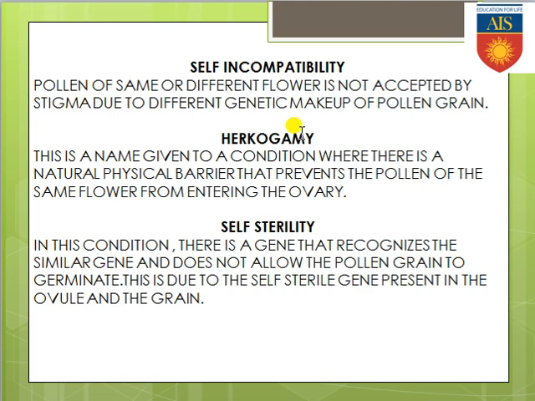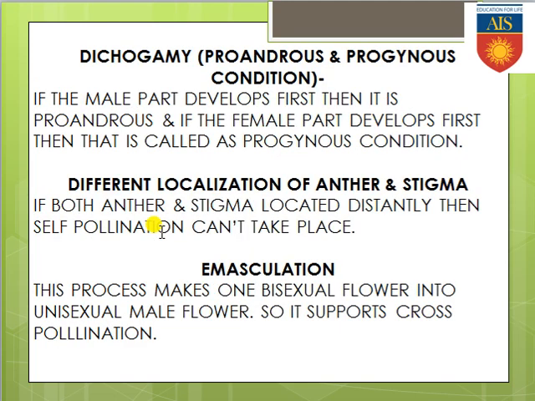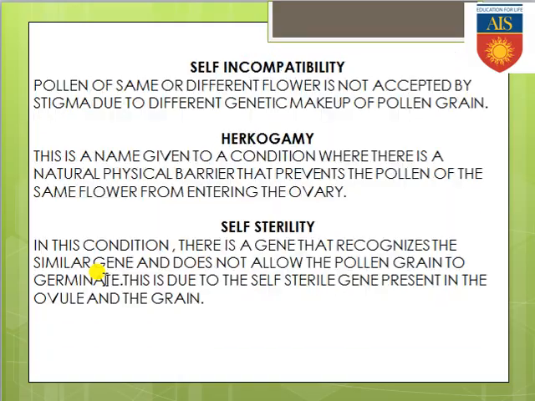So in these two slides, whatever the points we have covered which are actually helping in the cross pollination, not self pollination. First one is dichogamy. Within that proandrous and progynous condition is there. Second one is different localization of anther and stigma. Third is emasculation, that is the removal of the male part. Fourth is self incompatibility, that is also very much important, because when the genetic makeup is not similar, obviously they are incompatible for each other, pollen grain and the ovule portion or ovary portion, then obviously they have to go for cross pollination, or they have to choose the cross pollination pathway.